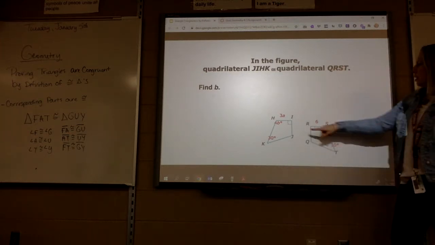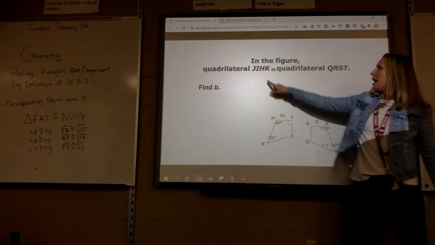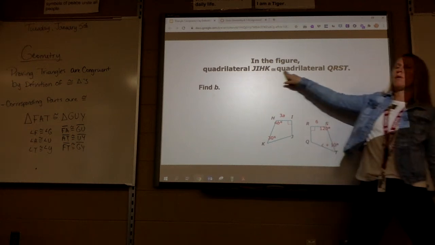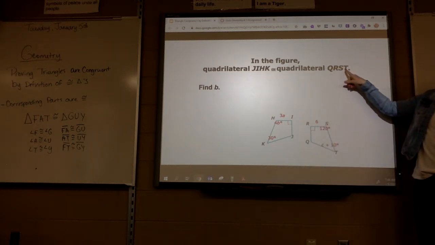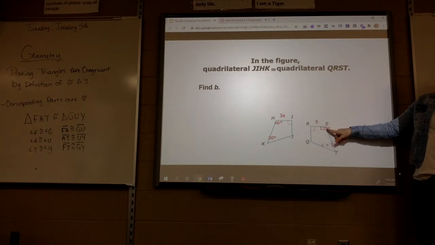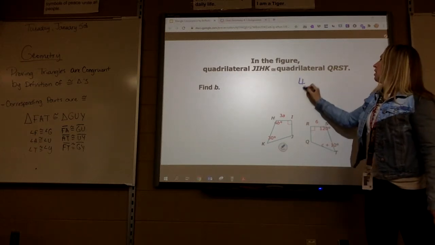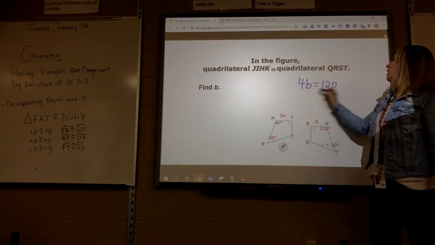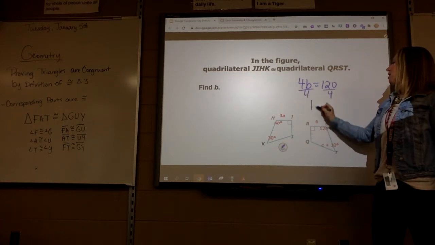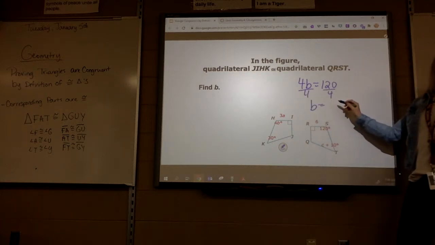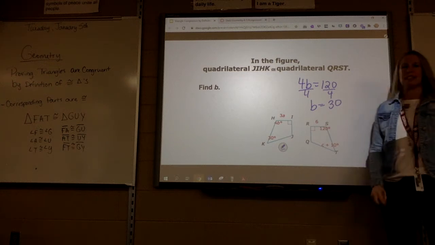So let's find B. So B is angle H. H is the third letter. What would that be congruent to? S, which is 120. So 4B equals 120. Divide by 4. What would B equal? 30. Are you guys still asleep? Yes.